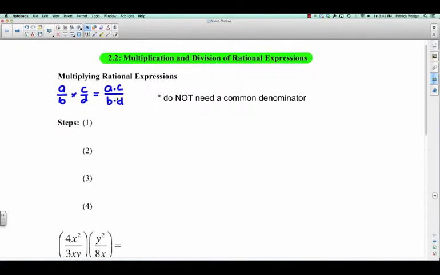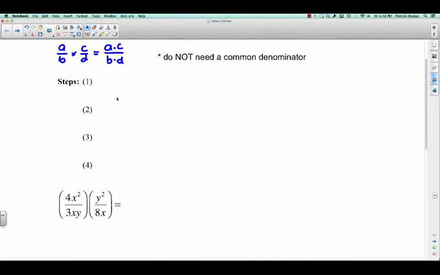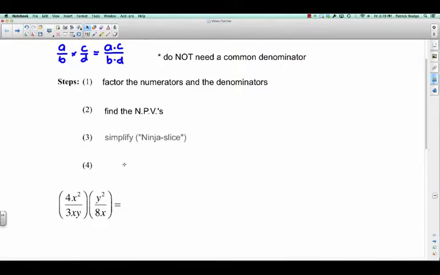Okay, so when you're multiplying rational expressions, there are 4 steps to follow, and you must follow them in this order. Step 1, factor the numerators and the denominators. Step 2, find the non-permissible values, NPVs. We talked about that last day. Next, you simplify, ninja slice, I'll talk about that in a second. And 4, you multiply. Let's just talk about this ninja slice for a second.